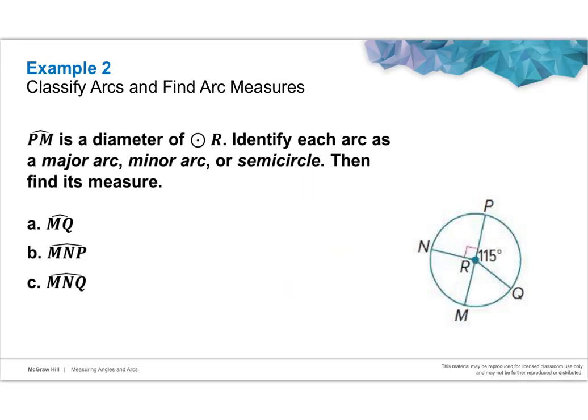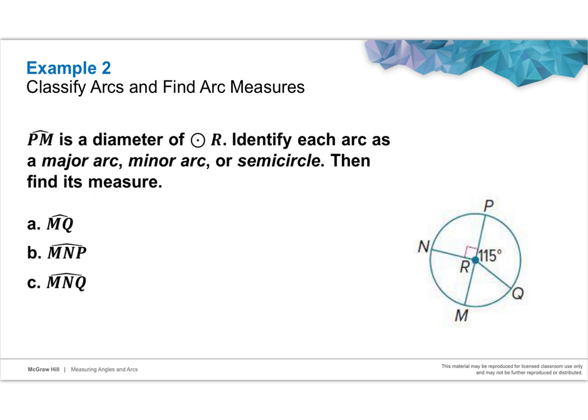In example 2, we're being given a new diagram and asked to classify the arc and find any arc measures that are missing. So we can see arc PM is a diameter of circle R. Remember, the diameter is going to have a semicircle off of it on either side. And we're going to identify each one of these arcs as a major arc, a minor arc, or a semicircle. Hopefully you're seeing a minor arc, remember, with just two letters. So MQ is what we want to find, arc MQ.